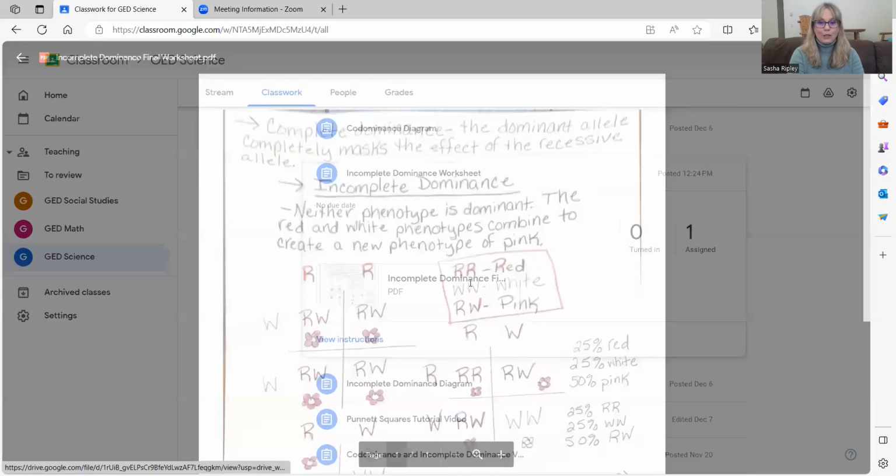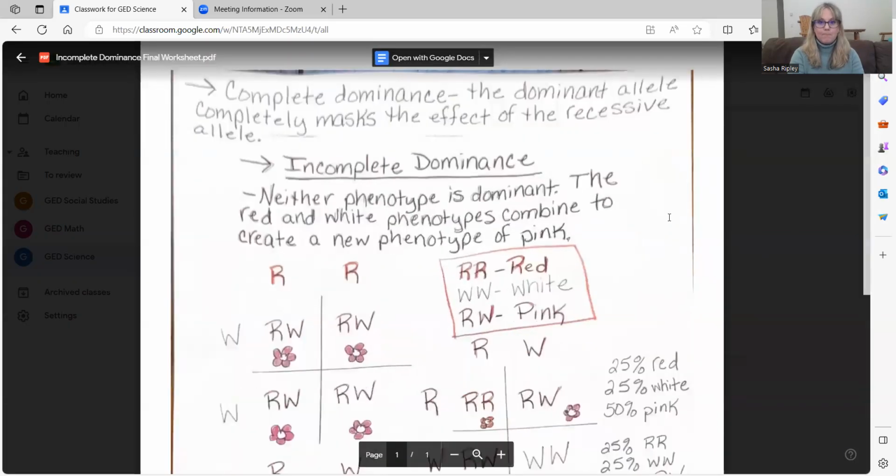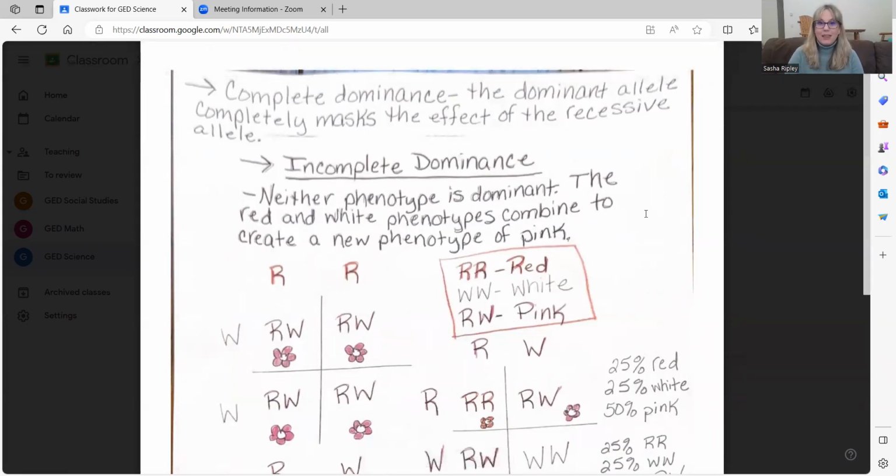All right, incomplete dominance. So again, remember that complete or basic simple dominance is when the dominant allele completely masks the effect of the recessive allele. But we are now talking about incomplete dominance, where neither phenotype is dominant. So the red and white phenotypes in these flowers combine to create a new phenotype of pink.